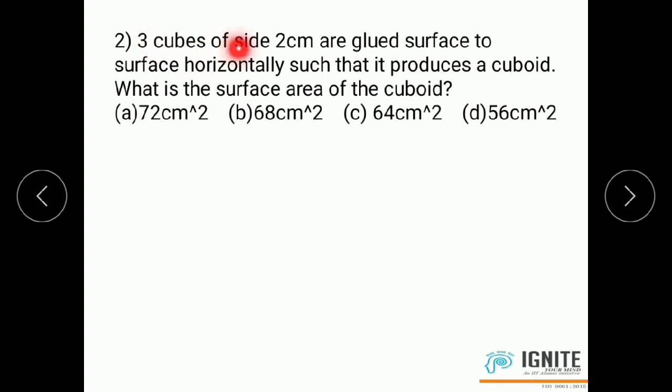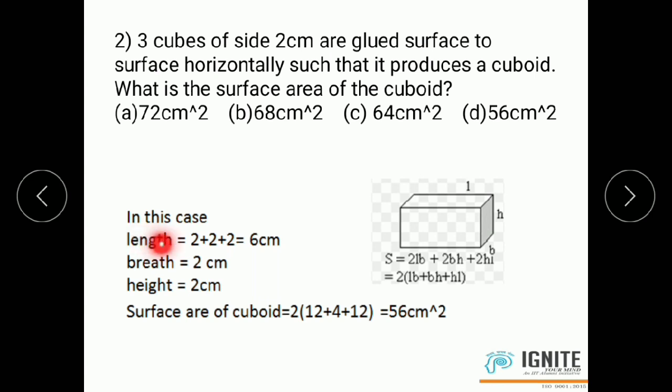Here 3 cubes of 2 cm are glued surface to surface horizontally. Therefore, the length of the cuboid is 2 plus 2 plus 2 equals 6 cm, breadth equals 2 cm, height equals 2 cm. The surface area of a cuboid is 2 times (LB plus BH plus HL), where L is length, B is breadth, and H is height. Therefore, the answer is 2 times (LB, that means 12, plus BH, that means 4, plus HL, that means 12). Therefore, the answer is 56 cm square.